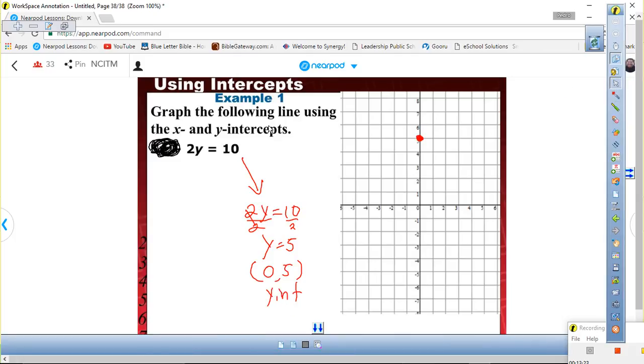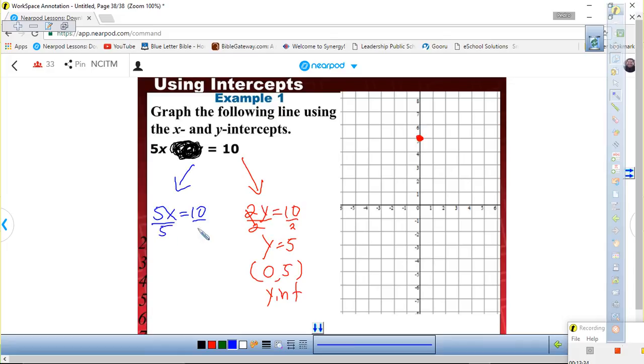Now get your thumb and cover up the y value. What do you see? 5x equals 10. Divide by 5. X equals 2. That's my x-intercept. And our coordinate is 2, 0. X-intercept. And all we have to do is graph our line through those 2 points.